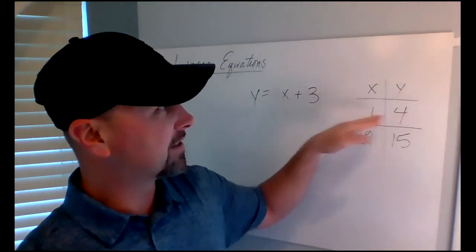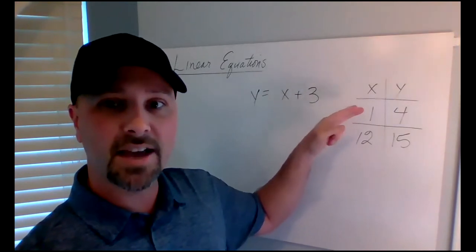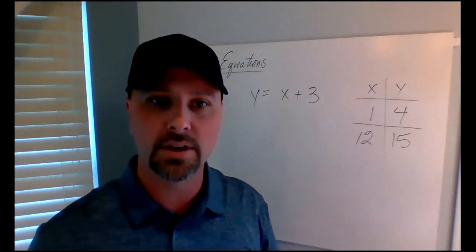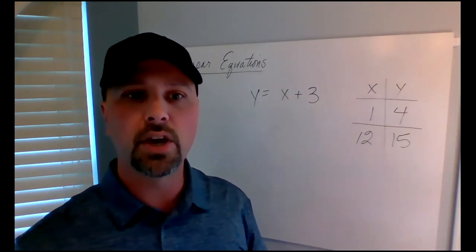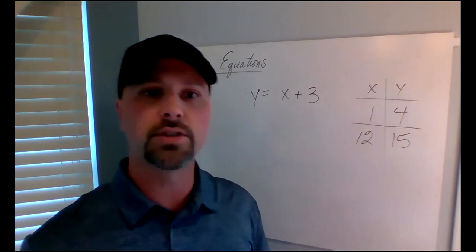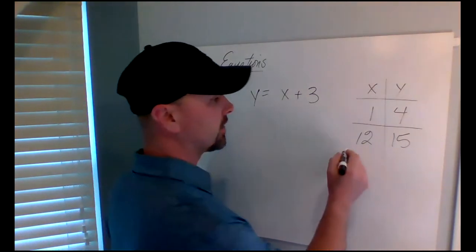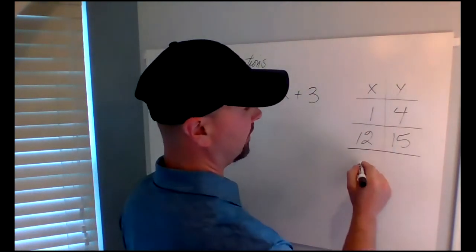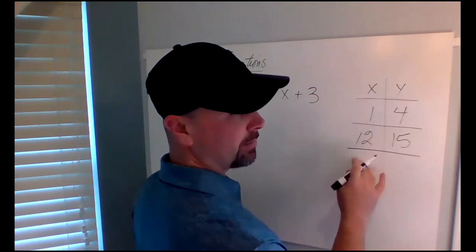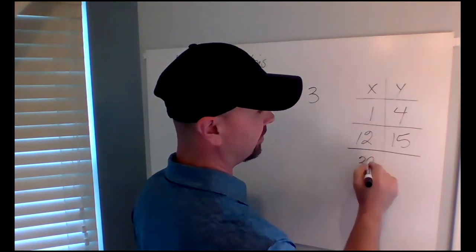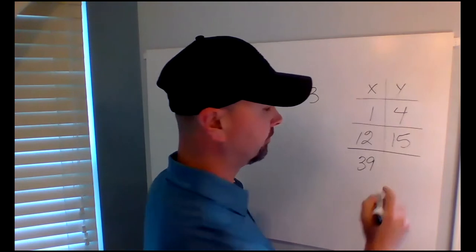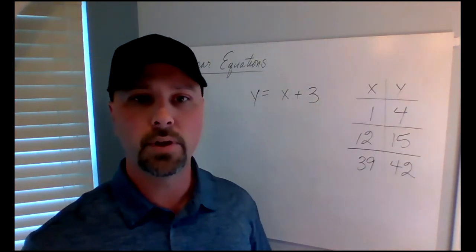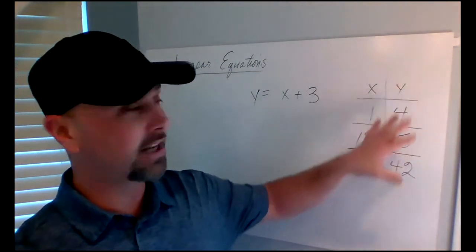Notice X is not always the same number, and as X changes, Y changes as well. And so that's always going to happen in a linear equation because they are related to each other. If one changes, the other will change. Let's pick one more. How about now? My brother is 39. So I'm 42. Okay. So this is an example of an in-out table.